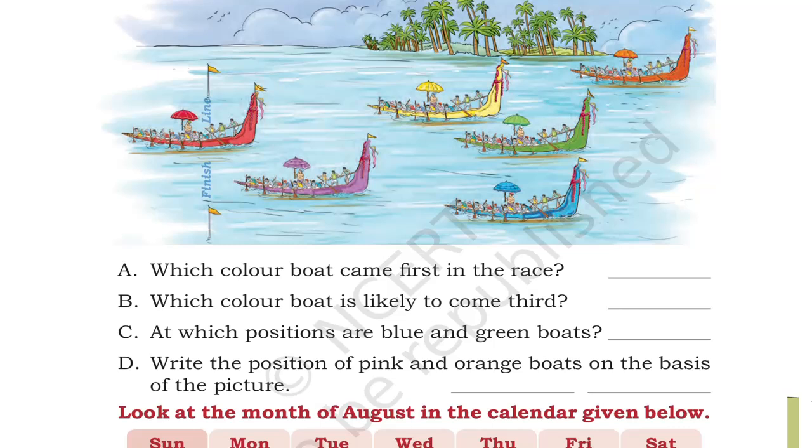Oh, yes, I can see this boat coming first. So, which color boat is this? I see it as a red color boat. So, you're going to go ahead and write that the red color boat came first in the race. Which color boat is likely to come third? I need to see that. The purple one looks to be coming second, and the yellow color boat looks to me like it is going to come third. So I'm going to write here, this is yellow.